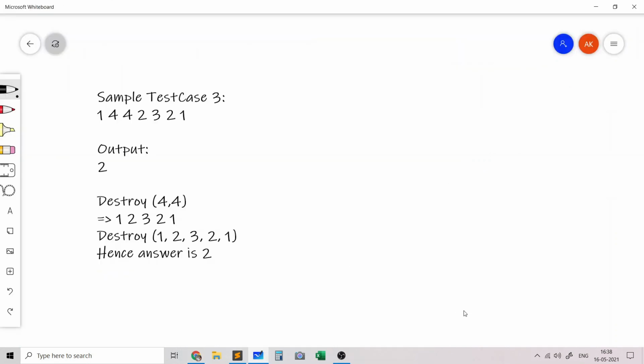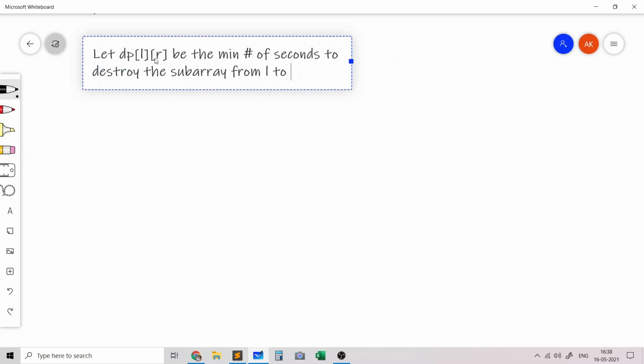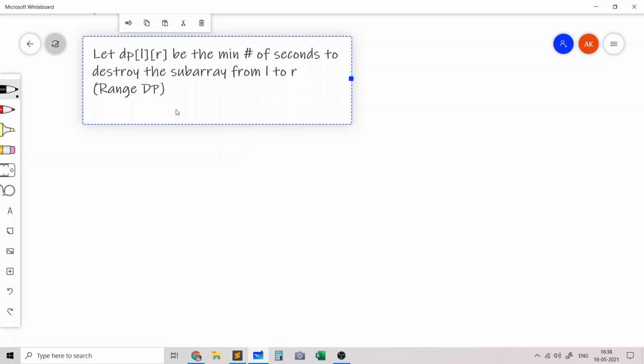So let's construct our solution based on the following DP state. Let DP of L R be the min number of seconds to destroy the subarray from L to R. So this is the DP state which you'll encounter in range DP. So in range DP, this DP state is basically fixed. DP of L R is the min number of seconds to destroy the subarray from L to R. That will be the same across all problems on range DP.